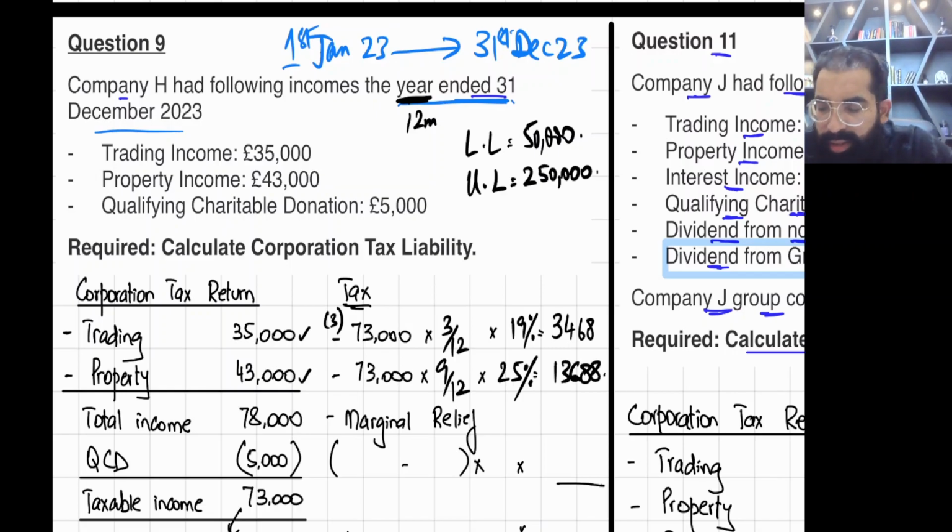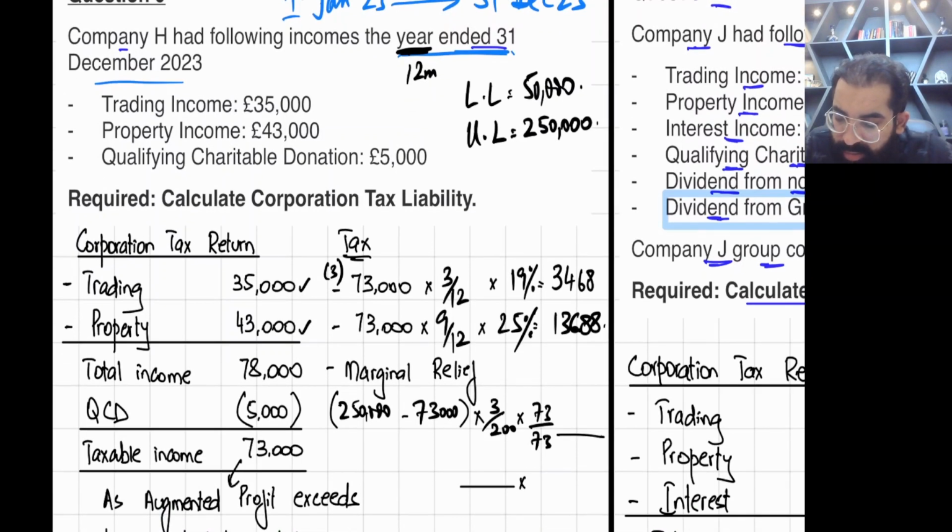Okay, now finally you need to calculate marginal relief, because your augmented profits are more than the lower limit and less than the upper limit. So what's the formula of marginal relief? 250,000 upper limit less augmented profit, which is 73, multiply by the fraction 3 upon 200, multiply by the one more fraction, 73 upon 73. Let me write here, wait, sorry.